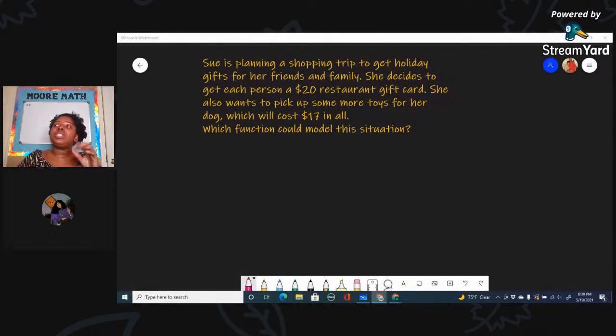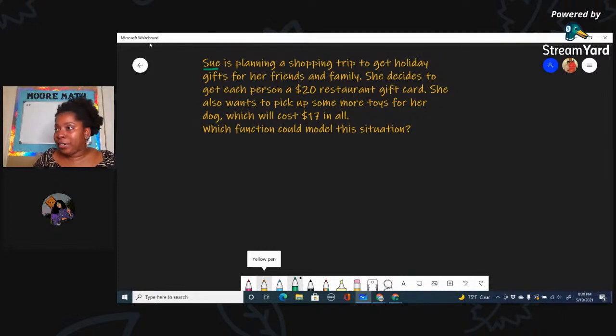Okay, so it says Sue is planning a shopping trip. So first things first, do we know? Tell me what we do know. Okay, so when you look at this, what do you know for sure? Because a lot of times we see all of these words and it's just like crazy, right? So we know that her name is Sue, right? She's planning a shopping trip.